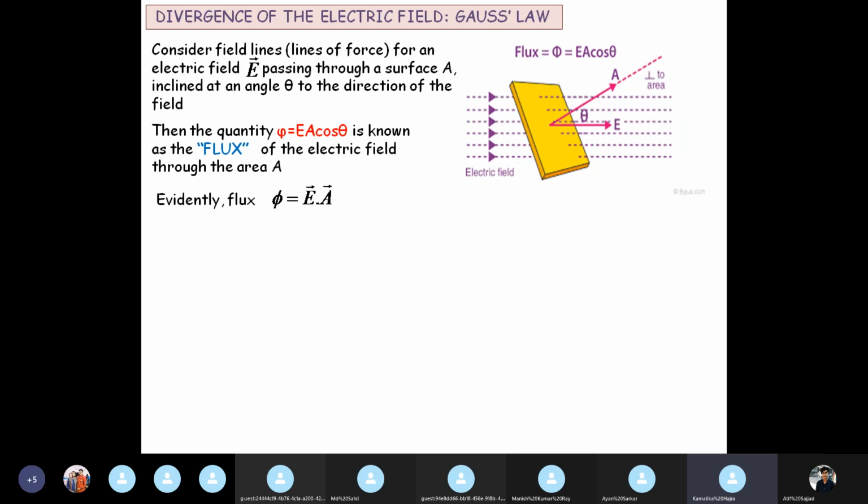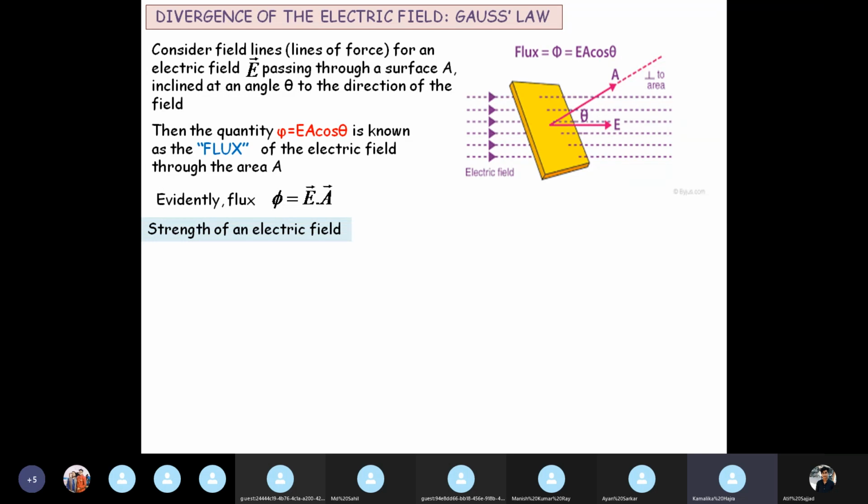So obviously we can see from our definition of dot product that phi is equal to E dot A, where E and A are both vectors. Okay. So the flux of an electric field through a particular area A, which may be inclined at any angle to the direction of the electric field, is given by the dot product of the electric field with the area vector. So this is the definition of flux of an electric field.